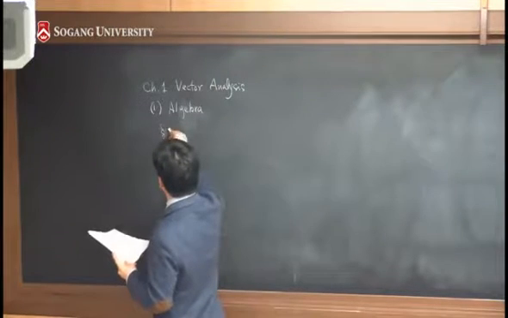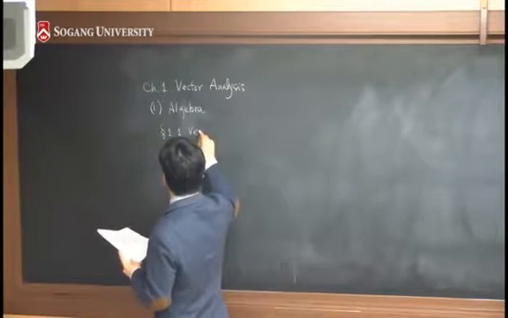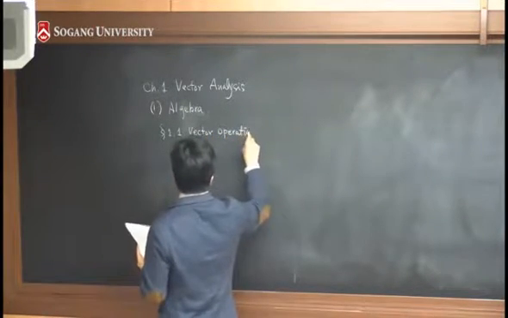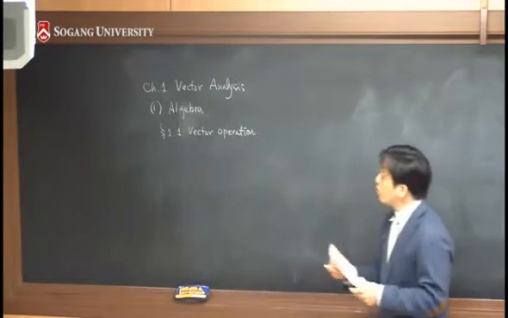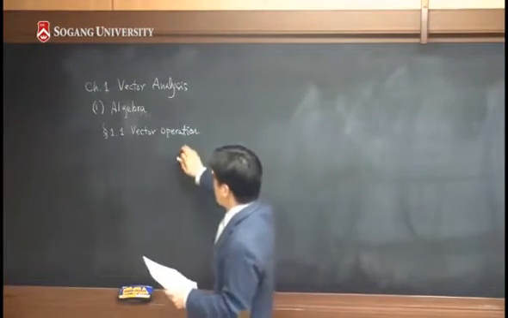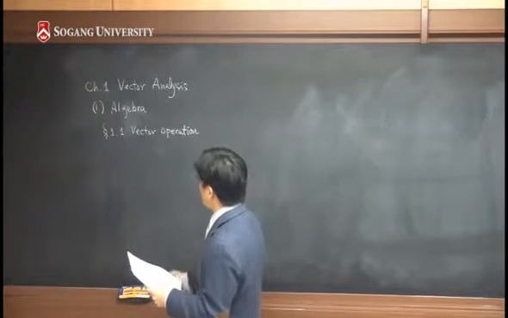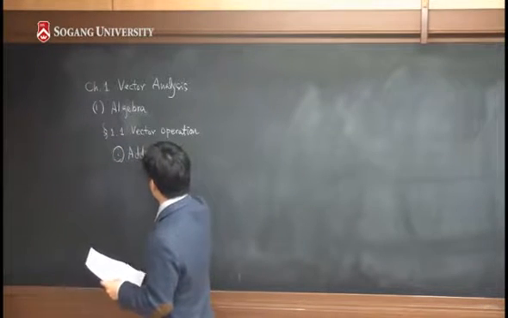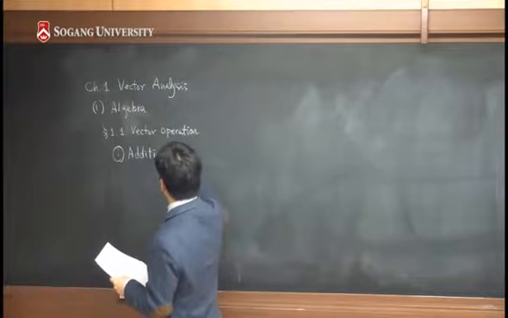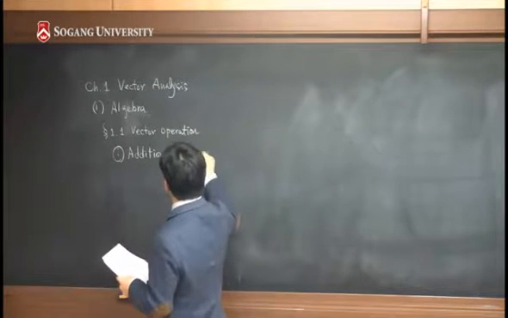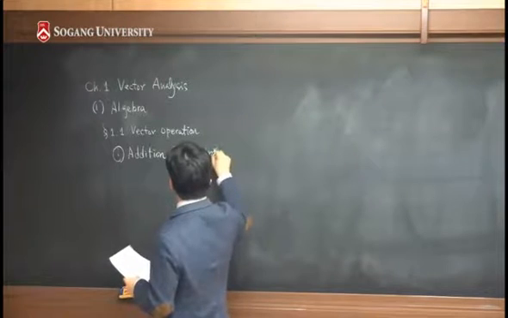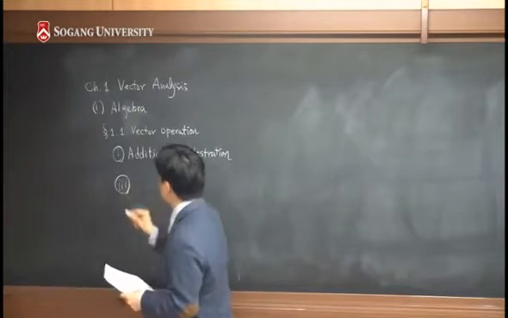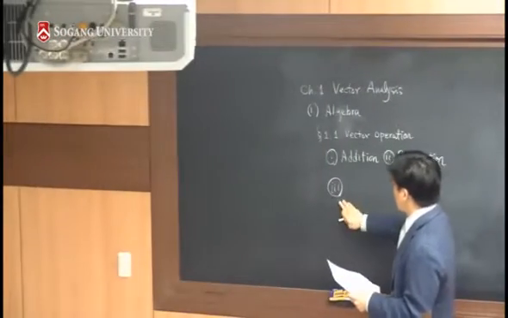In the vector algebra, we saw the vector operations. The first one was vector addition, the second one was subtraction, and in the third we discussed vector multiplication.